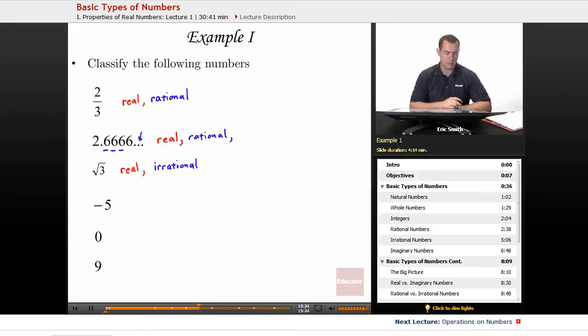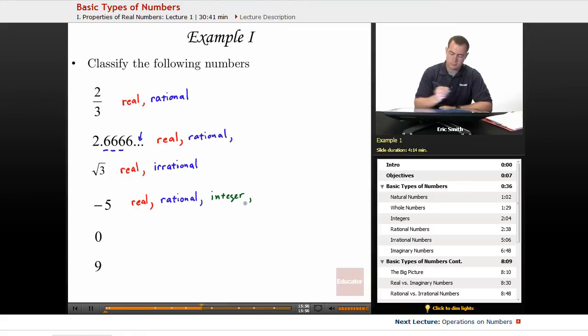All right, on to some other numbers. -5. That is a type of real number. Okay, looks good. Can we write it as a fraction? You bet. We'll simply put it over 1. So it is rational. Okay, is it an integer? Well, it doesn't have any fractions, doesn't have any decimals, so I will say that it is an integer. All right, is it a type of whole number? Well, there's where I need to stop. Whole numbers do not contain negative numbers. All right, so -5 is real, it's rational, and it's an integer.